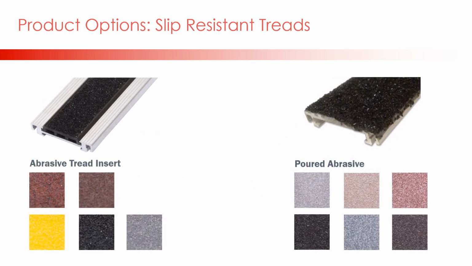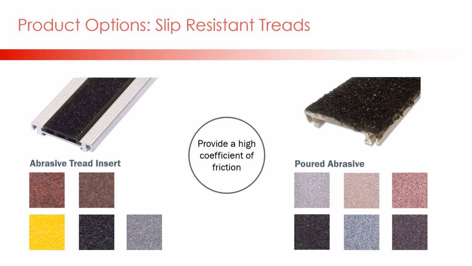Abrasive material is used in treads to provide a high coefficient of friction. The two types listed are an insert form that slides between the rails or a poured abrasive which is bonded to the rail.